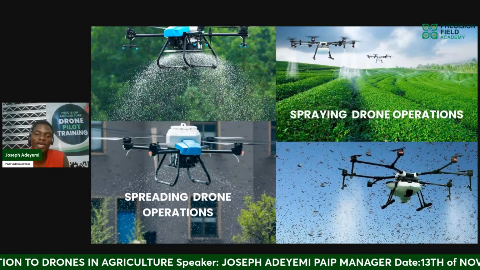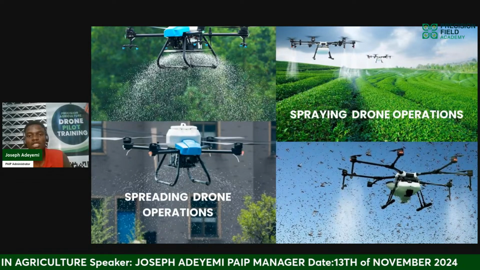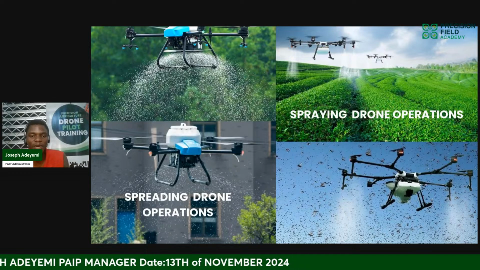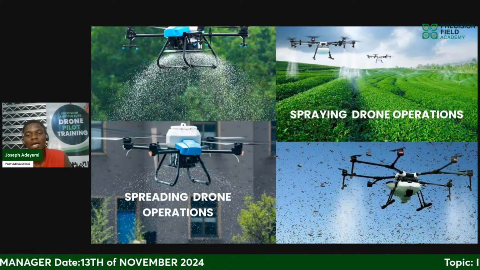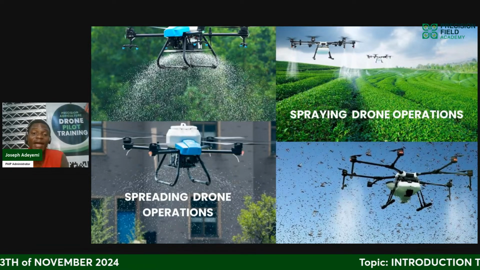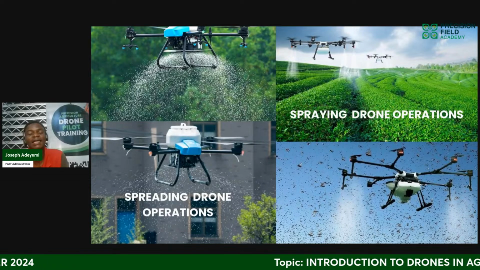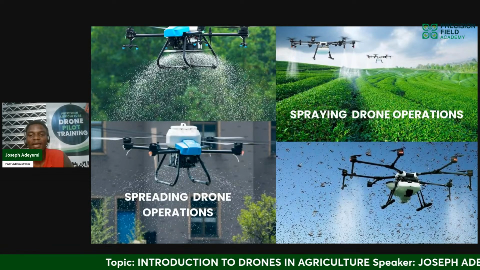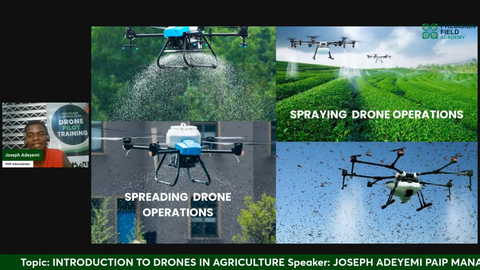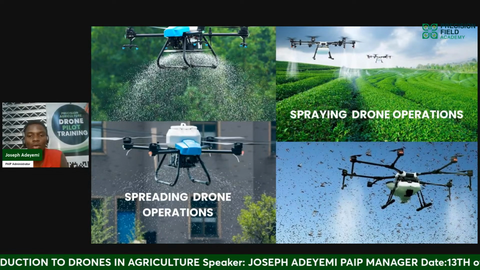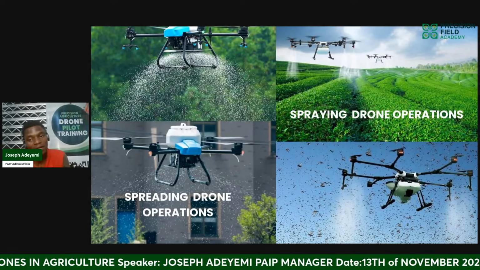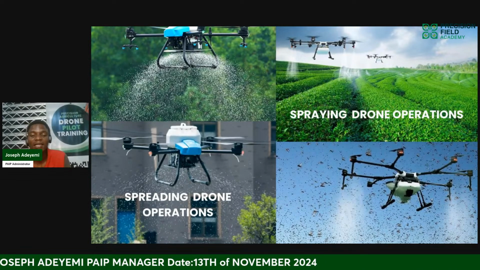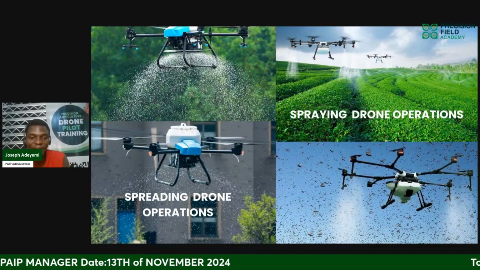Likewise, on the other hand, we have the spreading drones. The spreading drones have a mechanism that can really help you to spread granular materials, such as maybe rice seeds. For rice farmers, they can broadcast rice seeds on a large expanse of land. Also, you can spread biological insects. This is a biological control of pests.